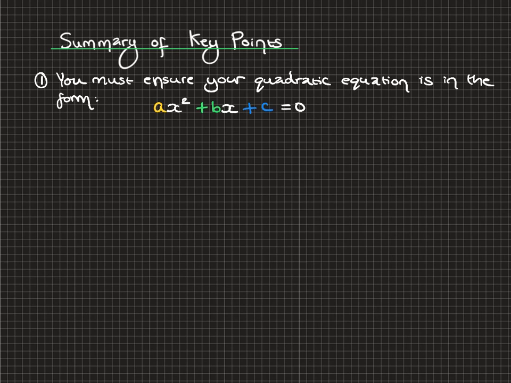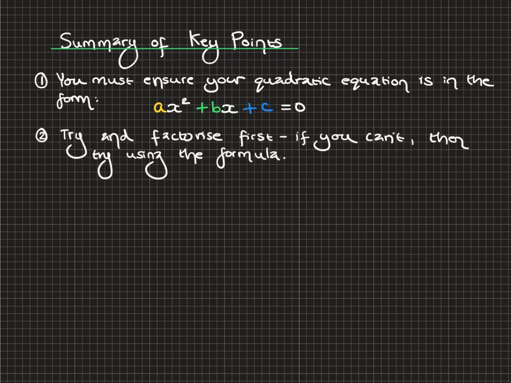Now, the second key point is you should always try and factorise first if you can, because it's a much quicker way of solving quadratic equations usually. If you can't factorise, then using the quadratic formula is a good second step. Now, you must memorise the quadratic formula. You are expected to know it from memory and use it in GCSE exams. You will not be given this formula in a GCSE exam.